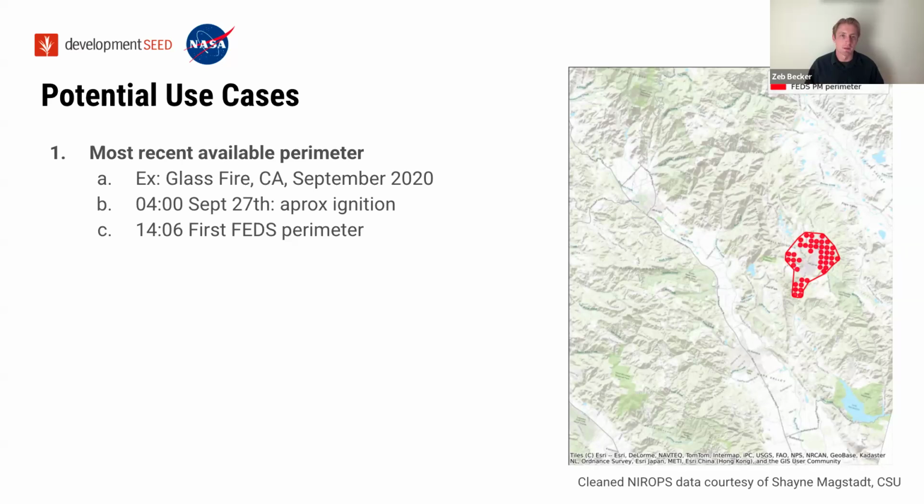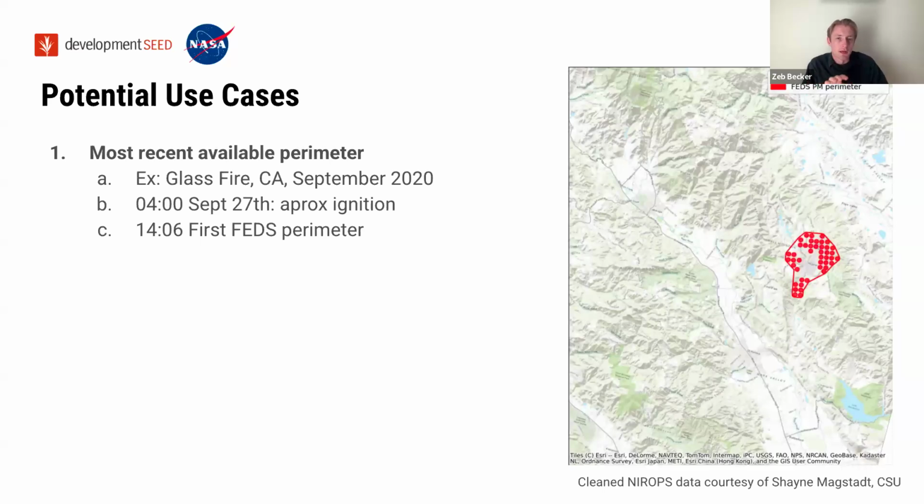So this is a bit of learning in public and a bit of an open call to everyone to bring feedback, reach out, please engage. So, okay, potential use cases. The first one is the most obvious, and it's that in some cases this may be the most timely perimeter that we can get.